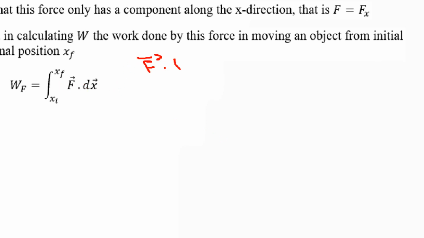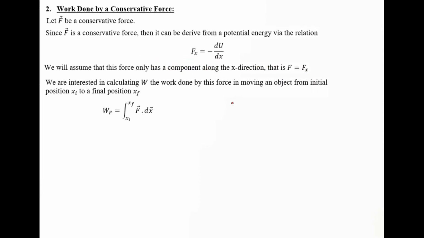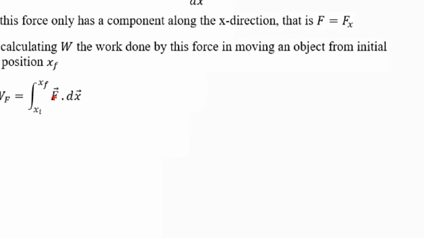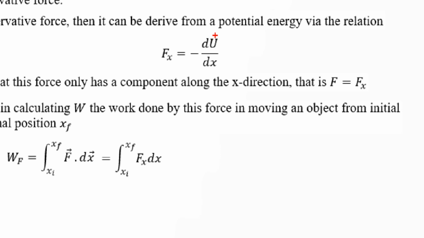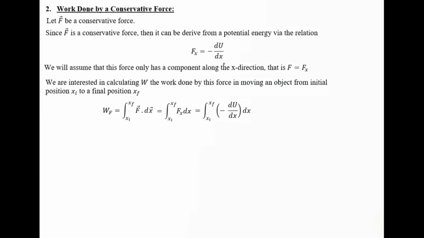Now F dot dx would be the x component, for example, plus the y component, or simply, because we have assumed that F is only along the x direction, this can be written as Fx dx, and here we assume that both vectors are in the same direction. And now Fx can be replaced by the negative derivative of the potential with respect to x.